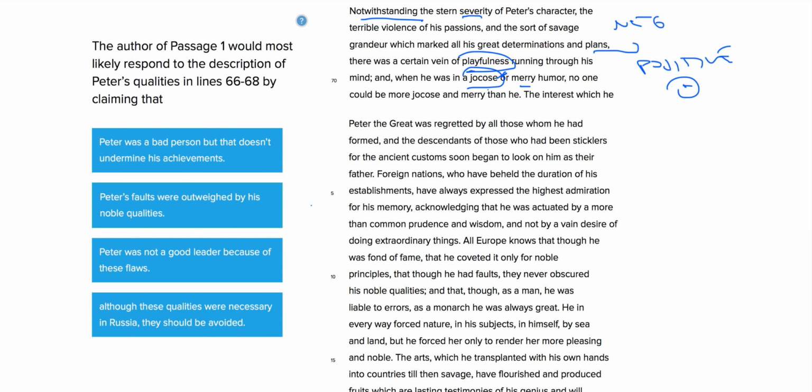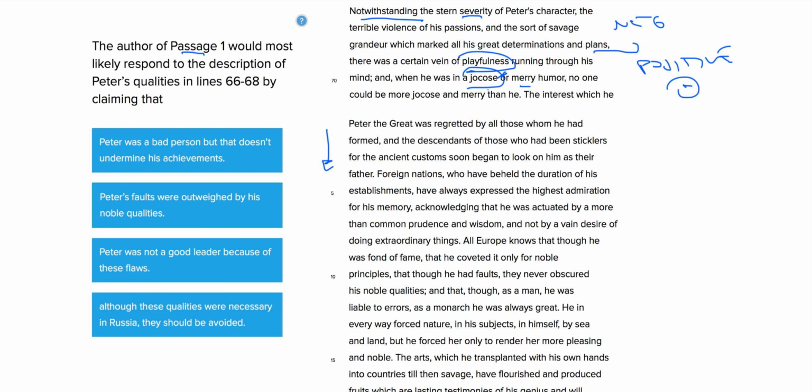Strange position. Let's recall here what the author of passage 1 was saying. It looks like we're introducing Peter the Great, as somebody that everybody looks to as an important figure. Think about how the author of passage 1 would characterize Peter. Would he agree or disagree with how author 2 describes him in lines 66 to 68 of passage 2? Author 2 describes him as often harsh and severe, but also able to be merry and joyous.